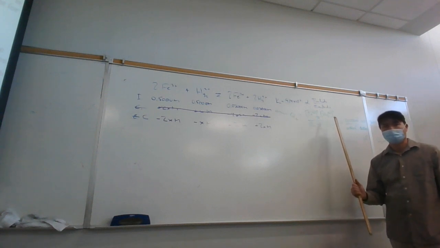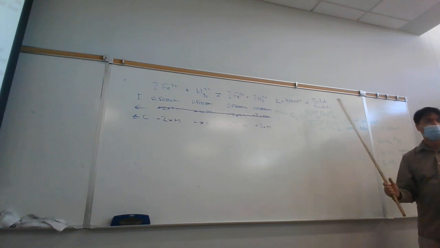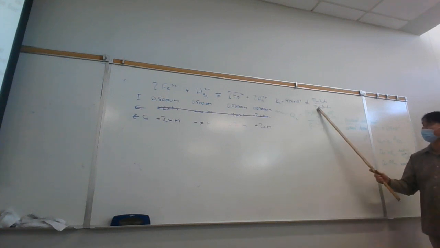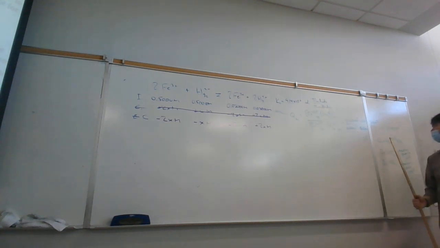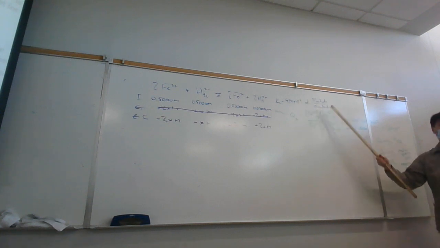And Q showed us that we don't have enough product because the ratio is too small. So less reactant, more product will make this number bigger. This number right now is too small, 6.48. We need to bump it up to 9.14. So that's the reason why.